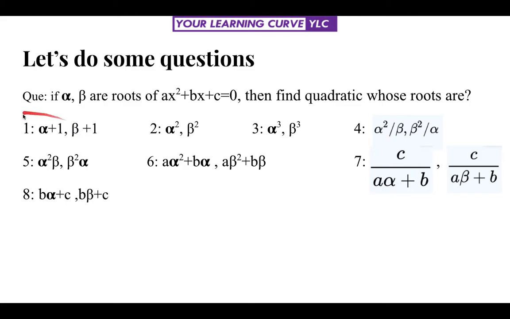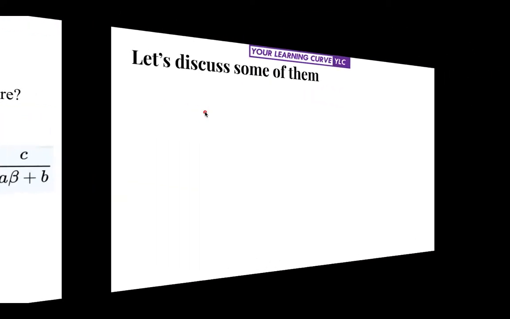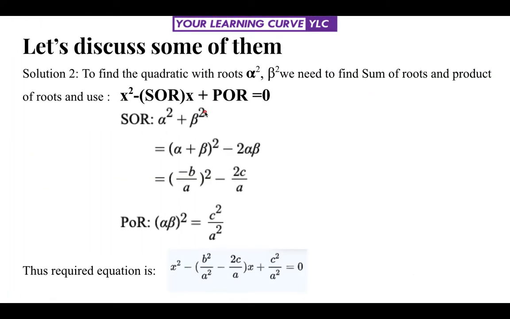If alpha plus 1 and beta plus 1 are the roots of the required quadratic equation, then we need the sum of these two quantities and the product of these two quantities in relation with this equation. Once we get all those quantities, we can always write our equation. So let's discuss some of them. You can practice the rest of them. I'll be discussing the chosen few.